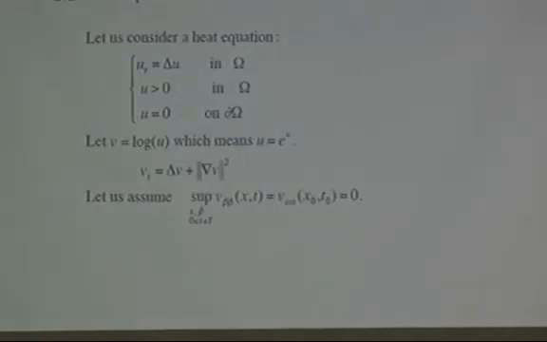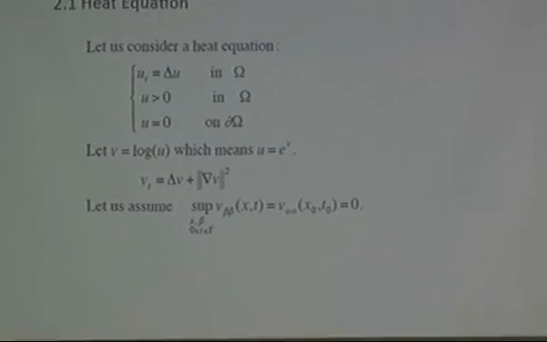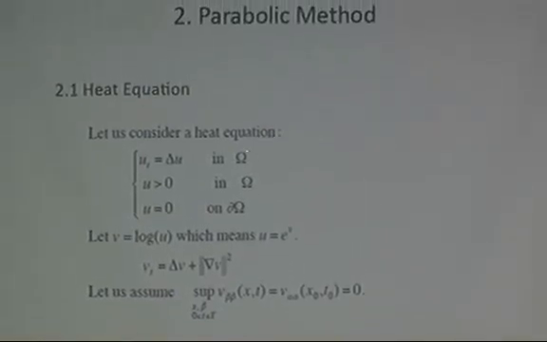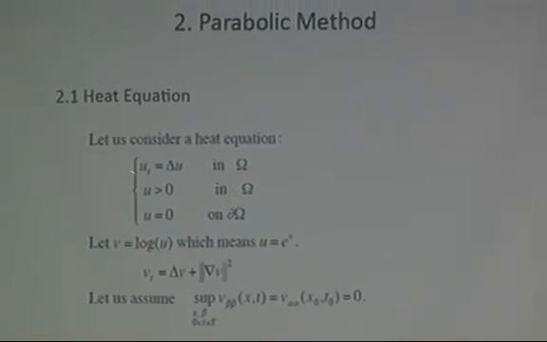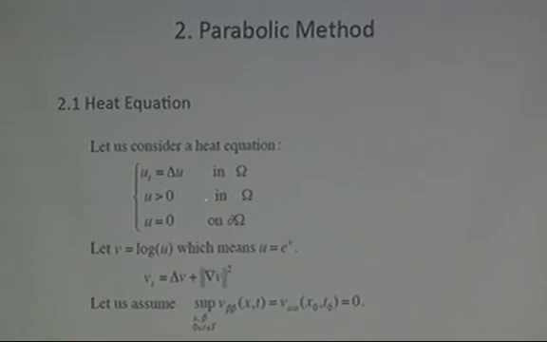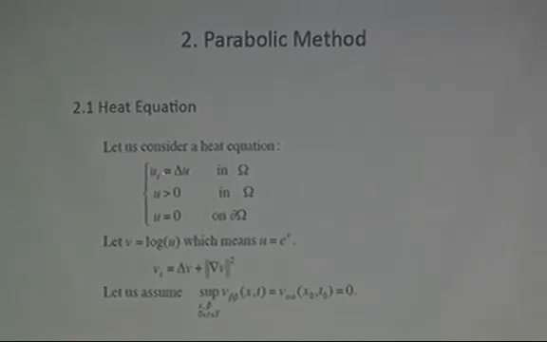And then the parabolic method is pretty simple. So you look at the parabolic equation, and then you look at the equation for the V, which is log of U, then you end up with this one. And then the difference between the elliptic equation and parabolic equation is the following.